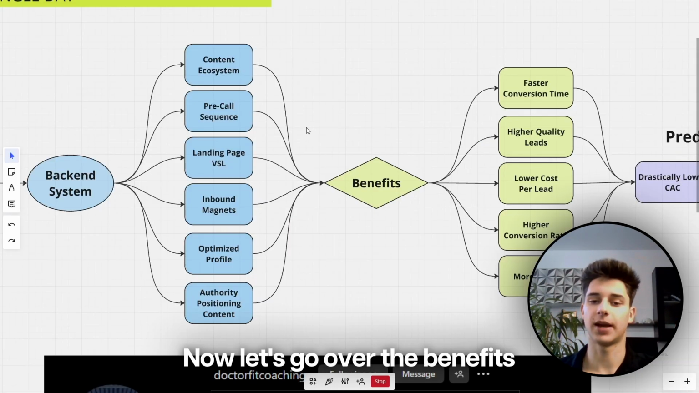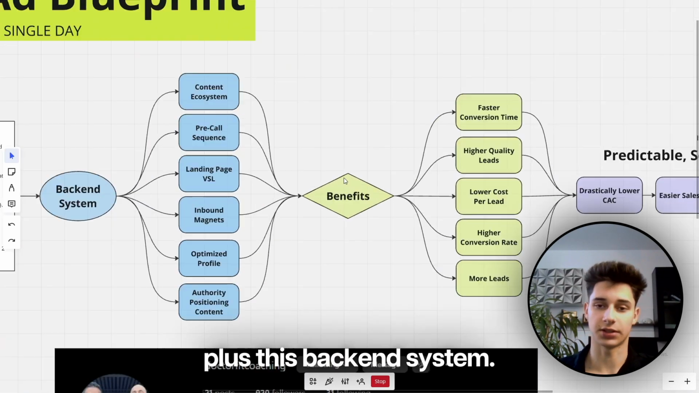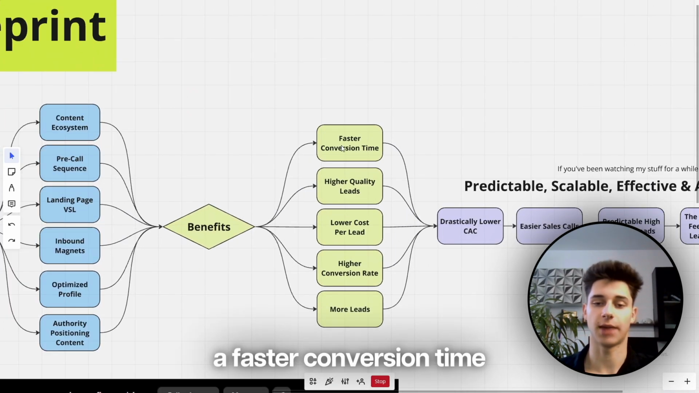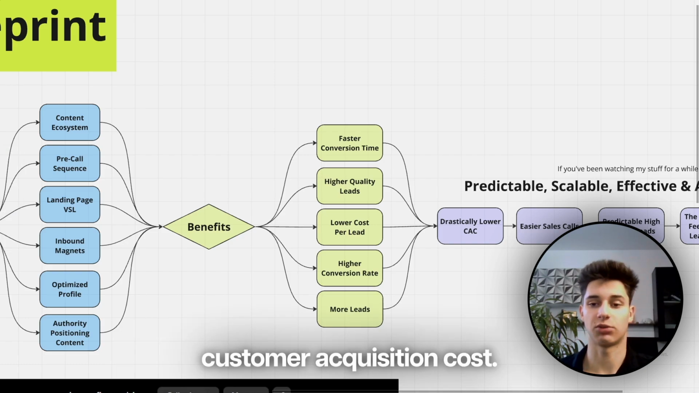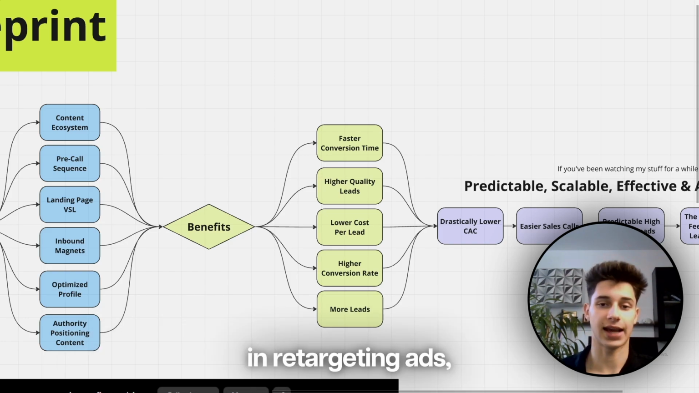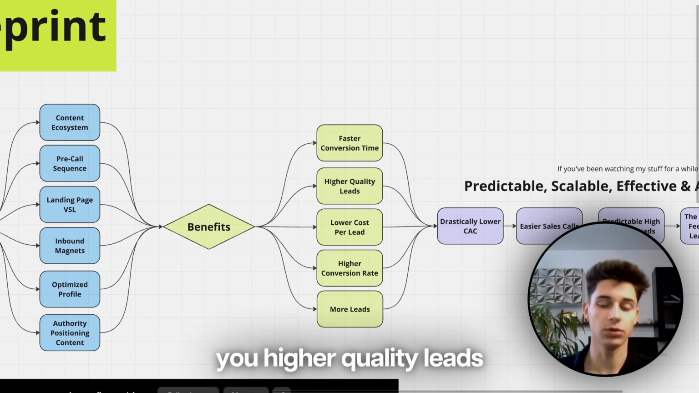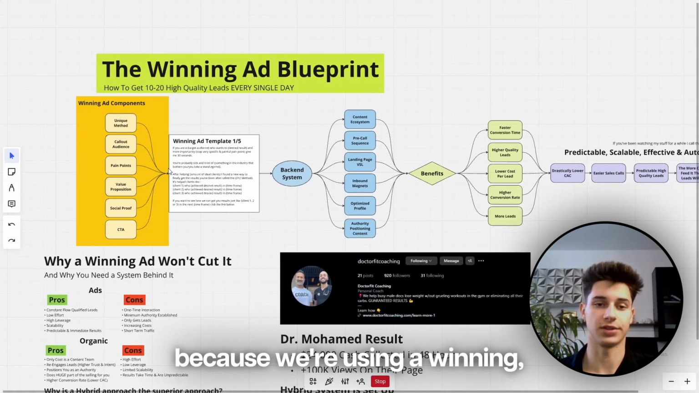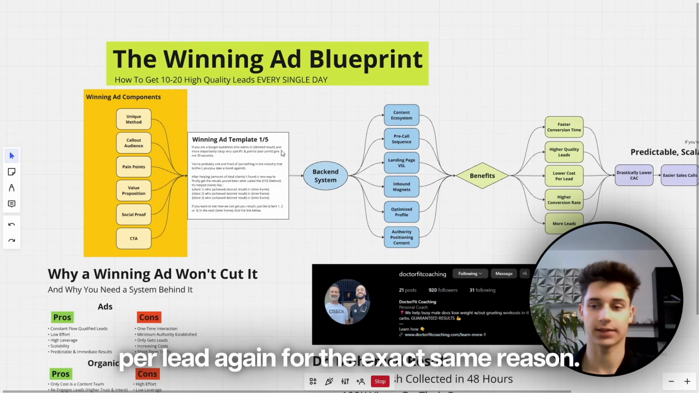Now let's go over the benefits of having this winning ad plus this backend system. You're going to have a faster conversion time because you get the chance to bombard these people, and a lower customer acquisition cost. Why? Because you don't have to spend any money in retargeting ads, because that content is going to do the retargeting for you. Those people already follow you. Higher quality leads because we're using a winning proven ad. Lower cost per lead, again for the exact same reason.